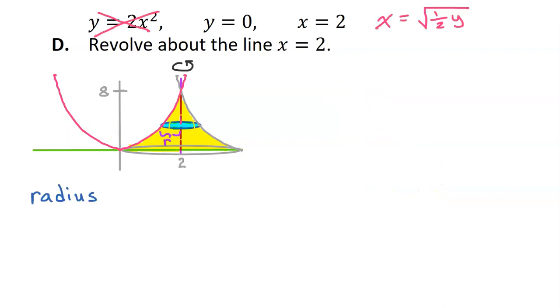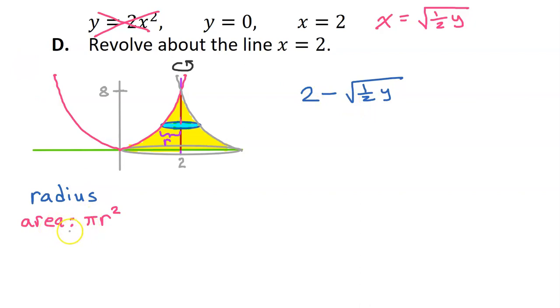We can use discs like this one to calculate the volume. The first step is to find an expression for the radius of a disc. When the radius goes from left to right, you can find an expression for the radius by subtracting the right function minus the left function. In this case, the function on the right is just 2, x equals 2. The function on the left is the parabola, which we will write in the form square root of 1/2 y. So this is an expression for the radius.